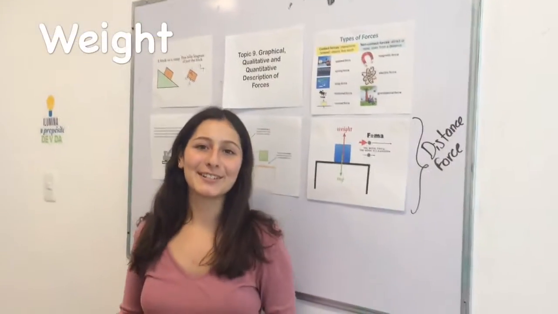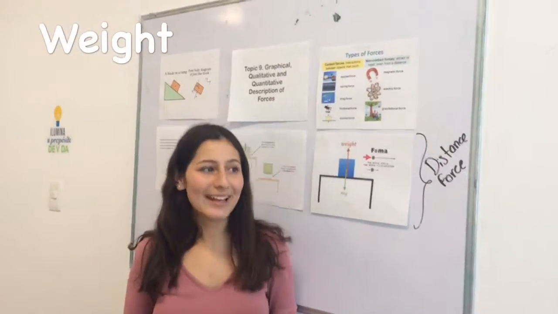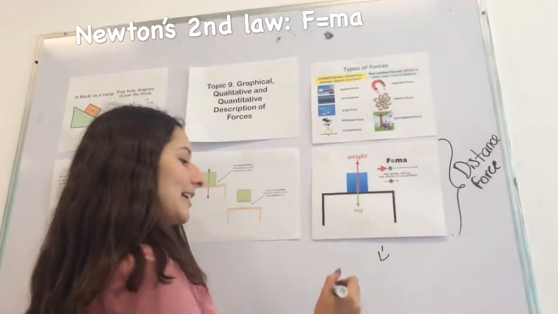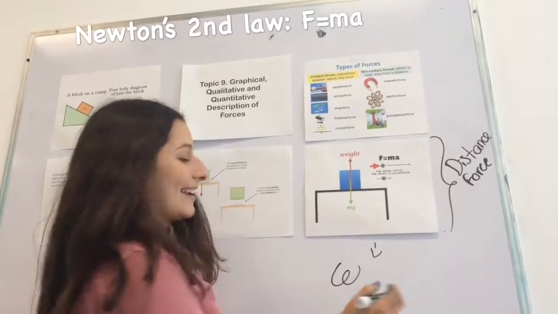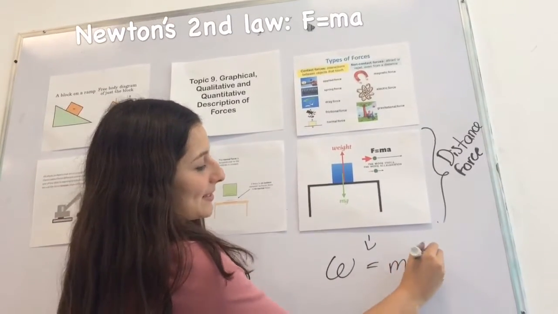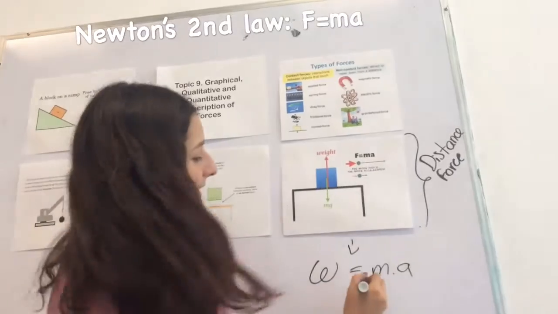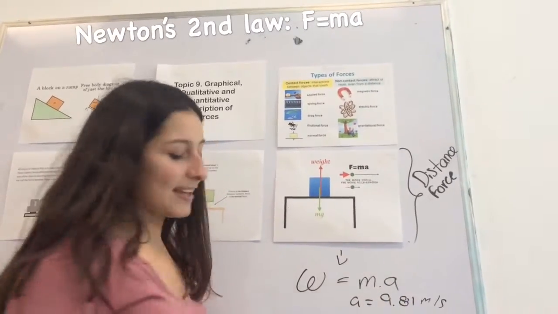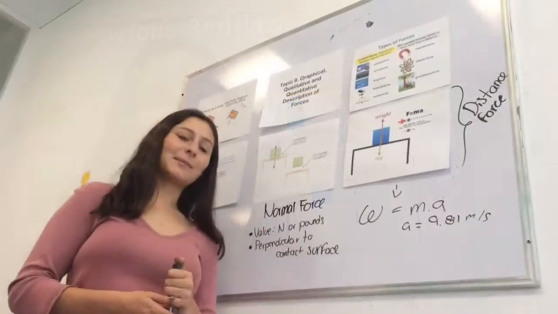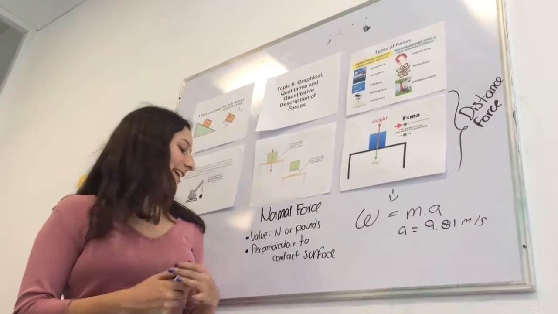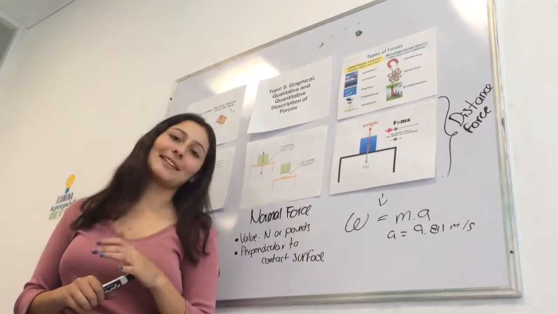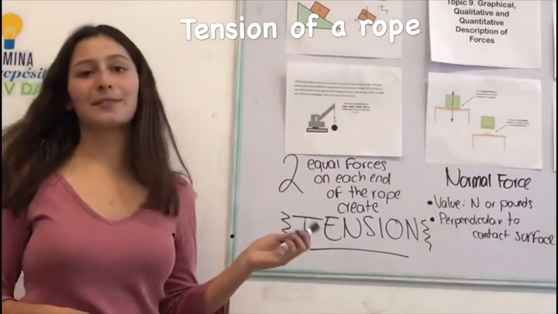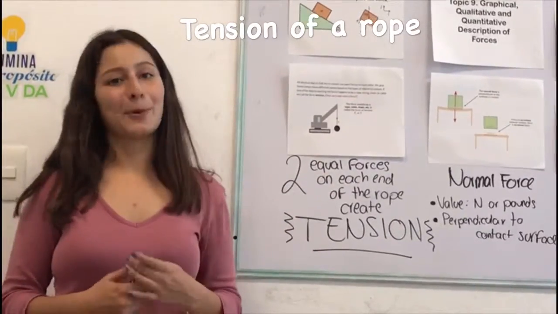The weight is a distance force due to the interaction between the mass and the gravitational field produced by the Earth. Weight can be calculated with the formula that says that weight is equal to mass times acceleration. And here we can say that the acceleration is equal to 9.81 meters per second squared, the value of gravity. This value can be represented in newtons or pounds, and it is perpendicular to the contact surface. The tension of a rope is a contact force created due to the interaction of two equal forces in each point of a rope.